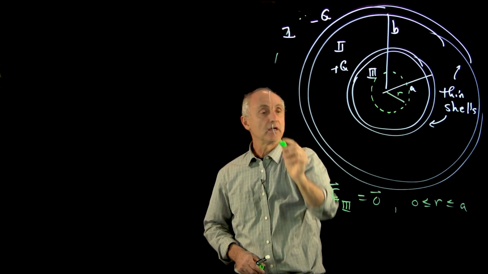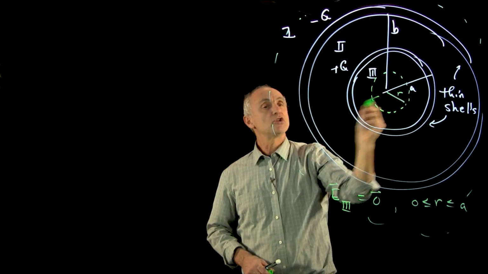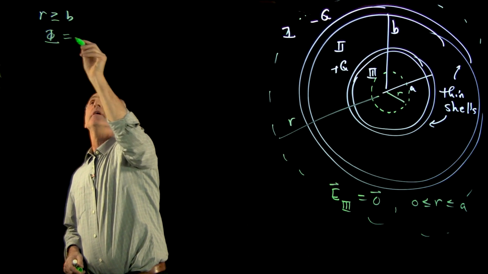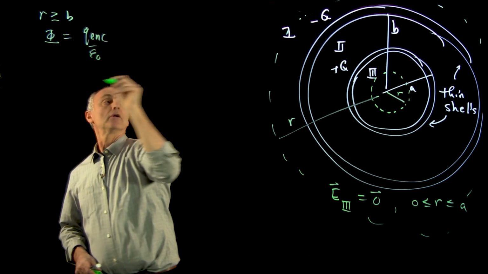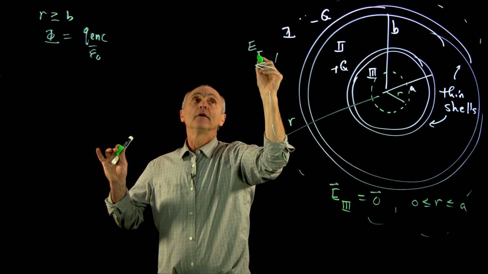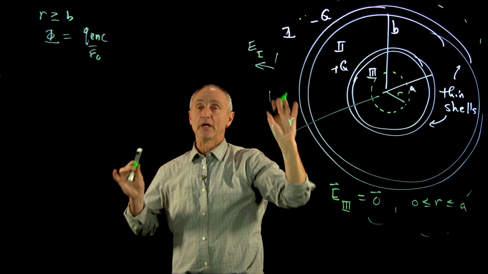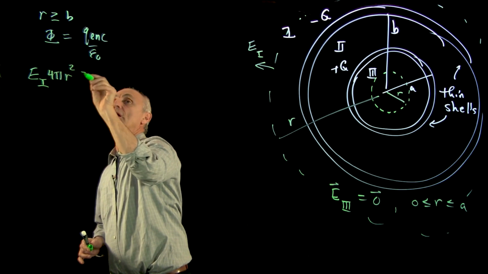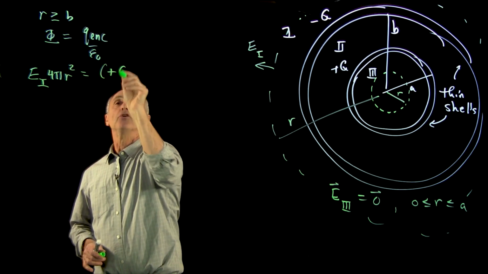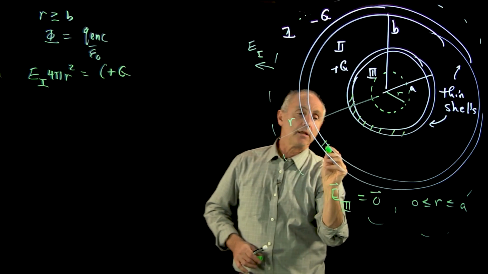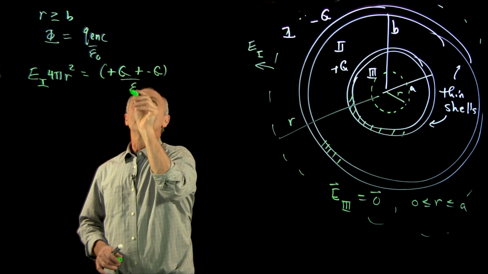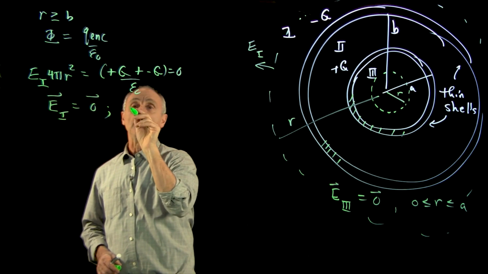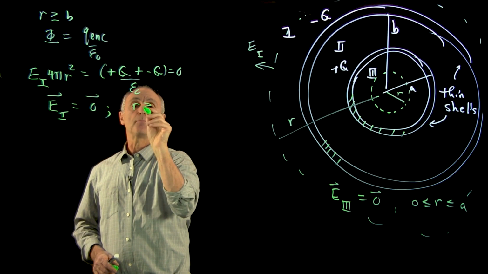If I do the same thing in region 1, so for r bigger than b, our flux equals q enclosed over epsilon naught. Well, the flux is the usual. Let's just conjecture that there's an electric field. We don't know yet, but it has to be radially outward. So this side would be E1 times 4 pi r squared. But the charge enclosed is plus q, the inner shell, and minus q, the outer one. And so that's 0. Once again, we conclude that the electric field outside the shells is 0, for r bigger than b.